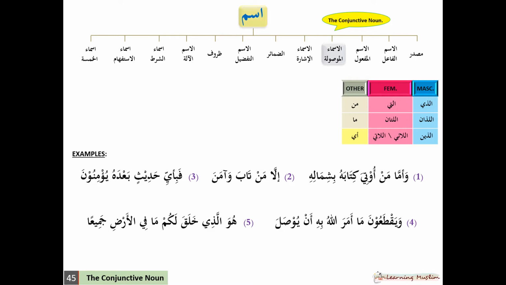أَمَّا مَنْ أُوتِيَ كِتَابَهُ بِشِمَالِهِ. As for the one who his book is given to him bishimali, in his left hand. Number 2, إِلَّا مَنْ تَابَ وَآمَنَ. Except the one who taba, he repents, وَآمَنَ, and he believes. فَبِأَيِّ حَدِيثٍ بَعْدَهُ يُؤْمِنُونَ. After which speech will they believe? Number 4, وَيَقْطَعُونَ مَا أَمَرَ اللَّهُ بِهِ أَن يُوصَلَ. And they are cutting off ma, that which amar Allah, Allah has commanded with it, ayyusala, it should be connected.